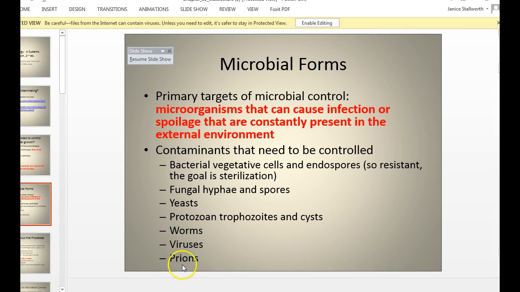What is a prion? Come on, say the whole thing. Yes, okay. Anybody ever had a yeast infection? Don't know what that is. Okay.